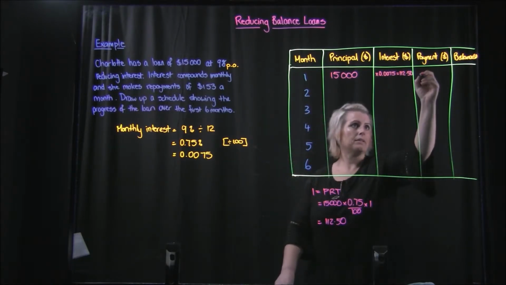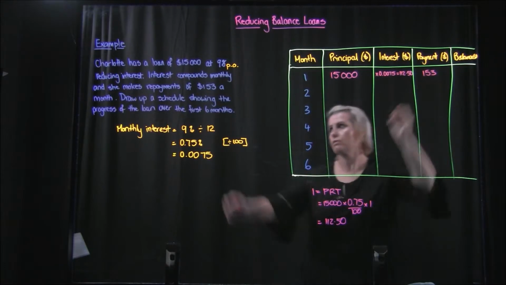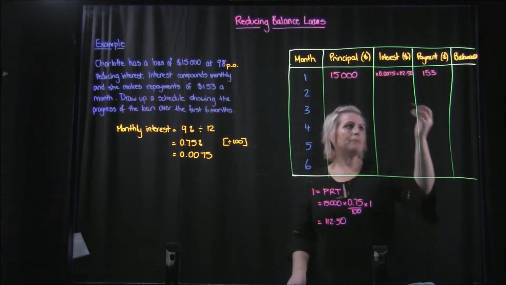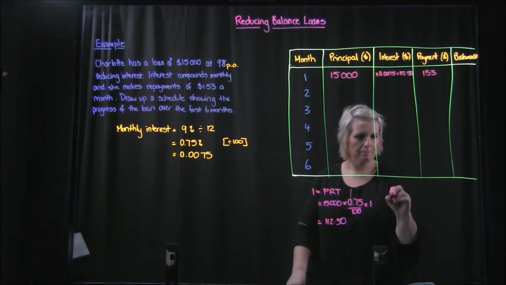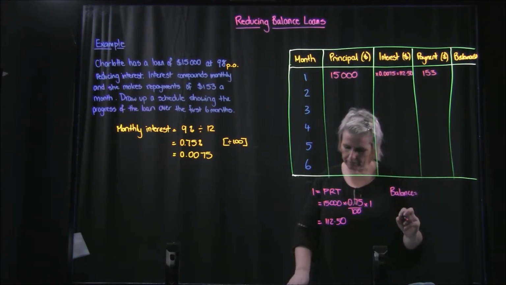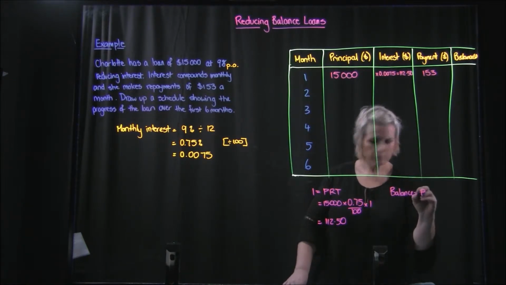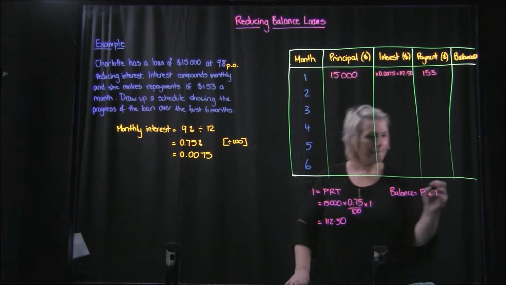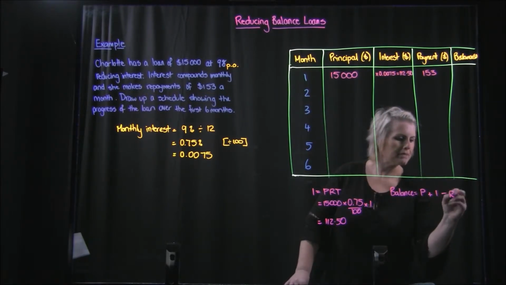Then we make our payment of $153. So over here it says every month $153. So my balance is going to be principal plus interest minus repayment.